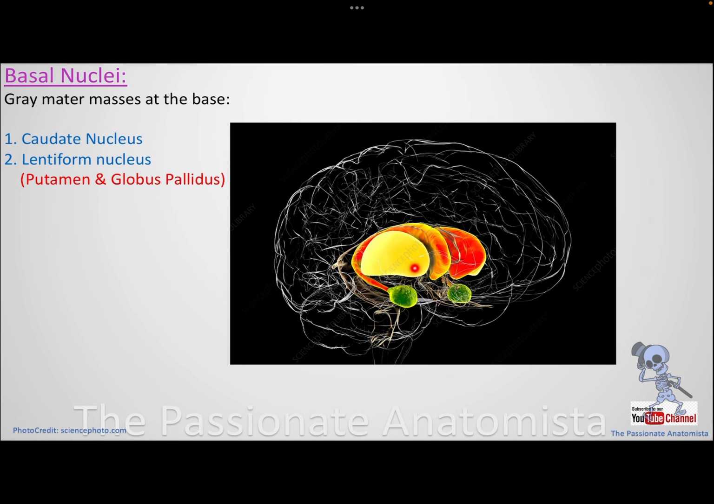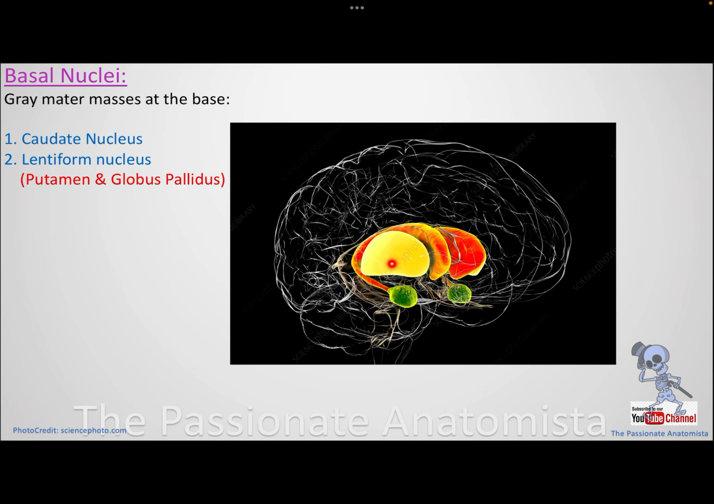And the lentiform nucleus looks like a lens, okay? And the caudate is kind of wrapping around it. So you have the caudate nucleus and you have the lentiform nucleus. And down here inside, you have the thalamus. And why do we have these masses? Because these masses are actually separated. They are there in the base of the brain.